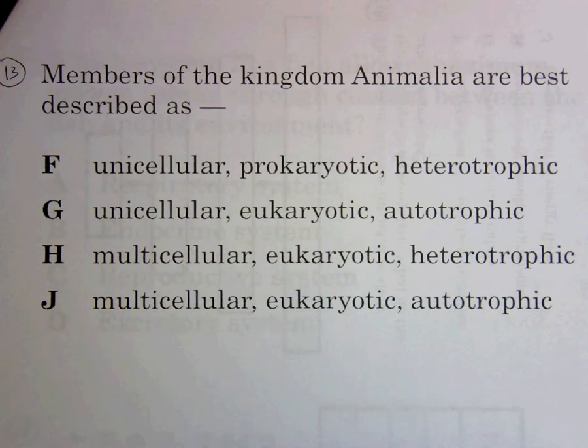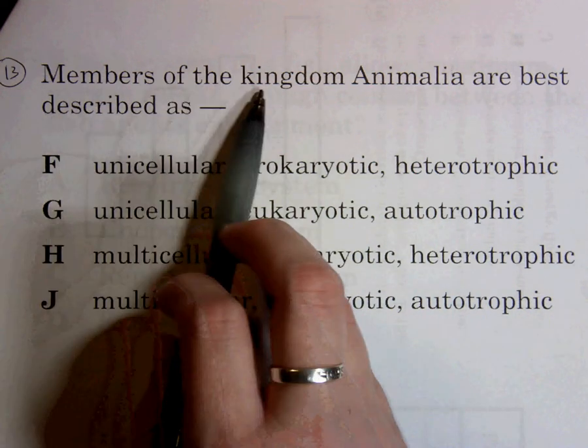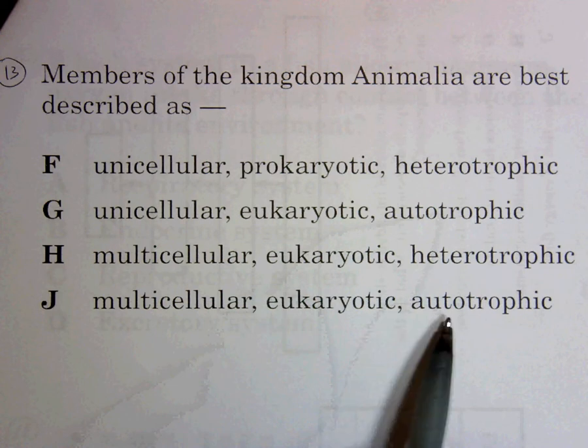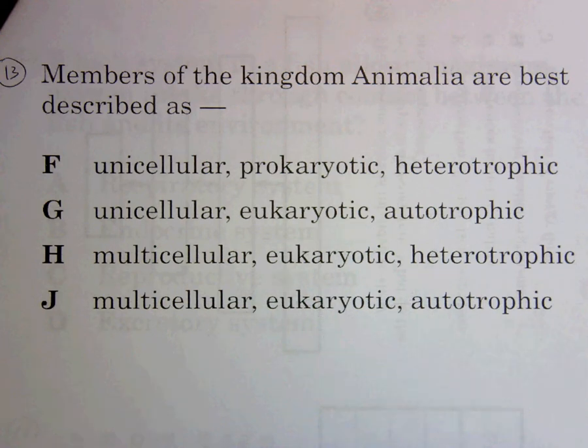Biology Review numbers 13 and 14. Number 13 says members of the kingdom Animalia are best described as, and then I have all of these terms down here. Well, let's make sure we know what these terms mean so that we can answer the question.